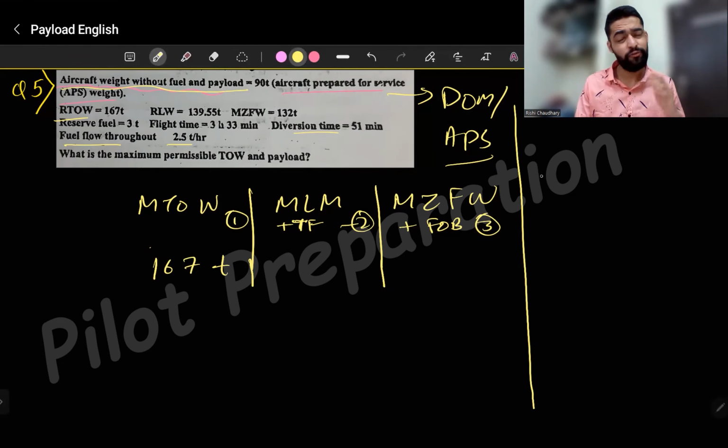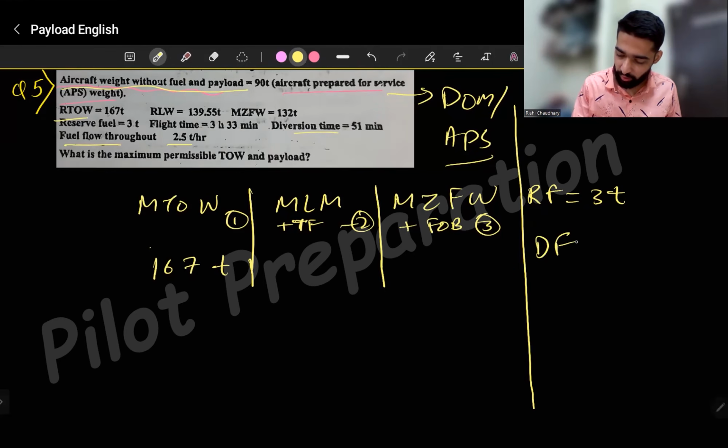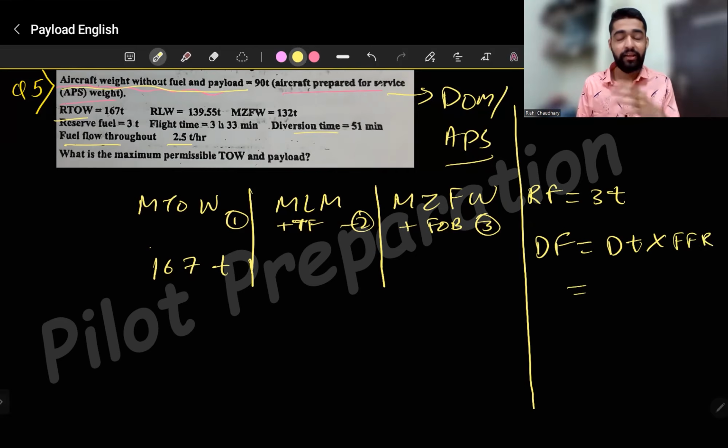So fuel on board is trip fuel plus reserve fuel, right? Reserve fuel is already given, that is 3 ton. And reserve fuel will also have another element, which is diversion fuel. Diversion fuel is the fuel used when the aircraft is diverted from the landing station. So diversion fuel is equal to diversion time multiplied by fuel flow rate. Why fuel flow rate? Because diversion time is in hours and fuel flow rate is in tons per hour. So hour multiplied by tons per hour will give me the diversion fuel weight.